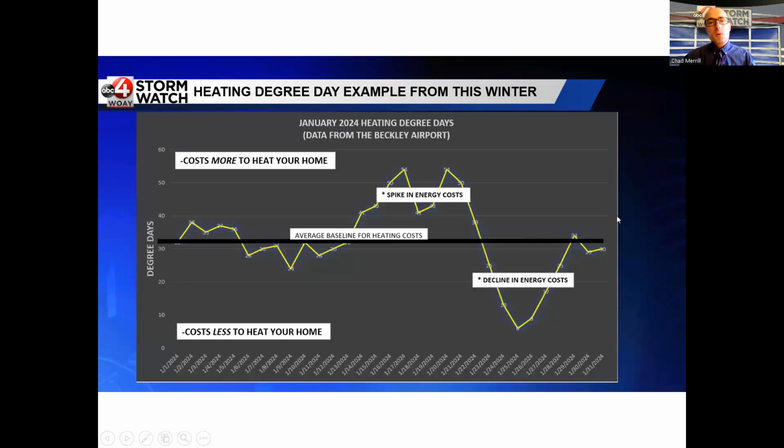So, for example, the heating degree day example from this past winter was January 2024. We all remember we had the snow in the middle of January and bitterly cold temperatures. So there was a spike in energy costs. The average baseline for heating costs is about 30 heating degree days in the month of January, but we exceeded that when the cold blast came through. But then you remember it warmed up significantly towards the end of January. So there was a decline in energy cost because we had fewer than average heating degree days. So above this black line, it would cost you more to heat your house. Below this line, it costs less to heat your house.